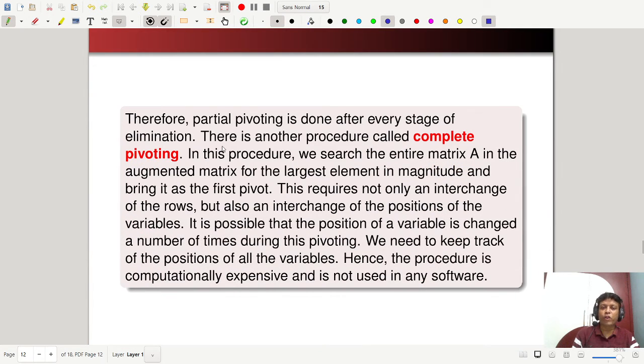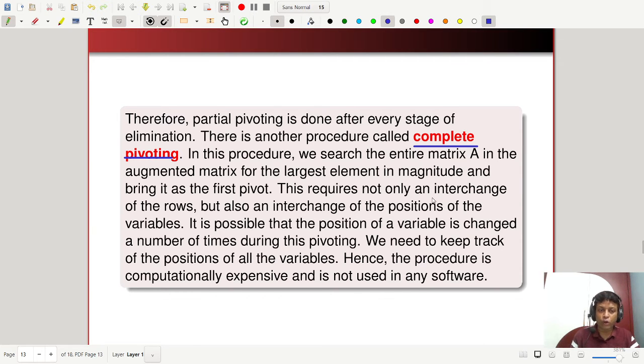Therefore, partial pivoting is done after every stage of elimination. There is another procedure called complete pivoting. What is complete pivoting? It is a procedure where we search the entire matrix A in the augmented matrix for the largest element in magnitude and bring it as the first pivot. So for complete pivoting, you have to search the entire matrix A, and that element should be brought to the first position and taken as the first pivot.